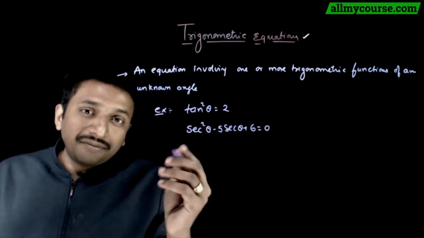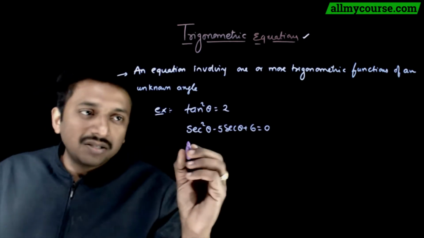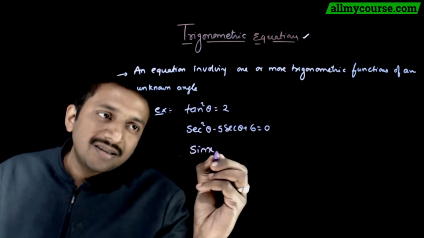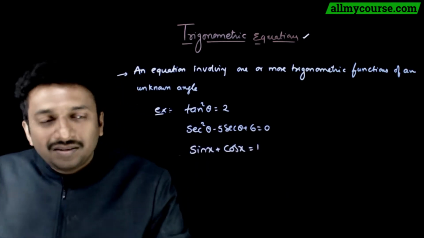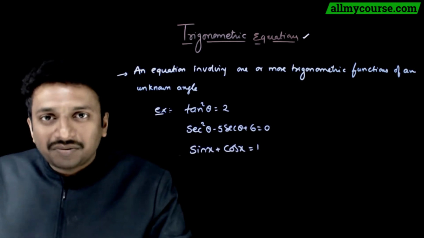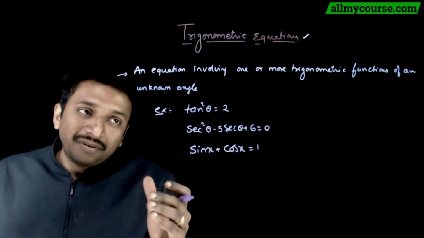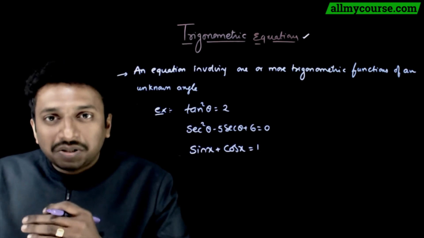So you can also have a trigonometric equation in more than one trigonometric function. For example, sin x plus cos x is equal to 1. This is a trigonometric equation in two trigonometric functions. So now, once the trigonometric equation is given, you'll be asked to solve this trigonometric equation.